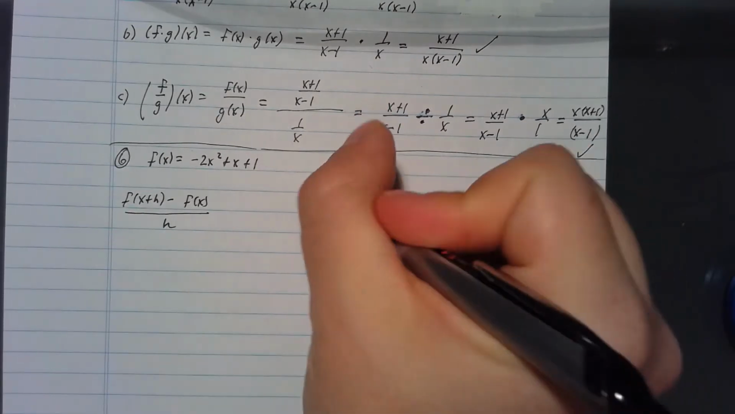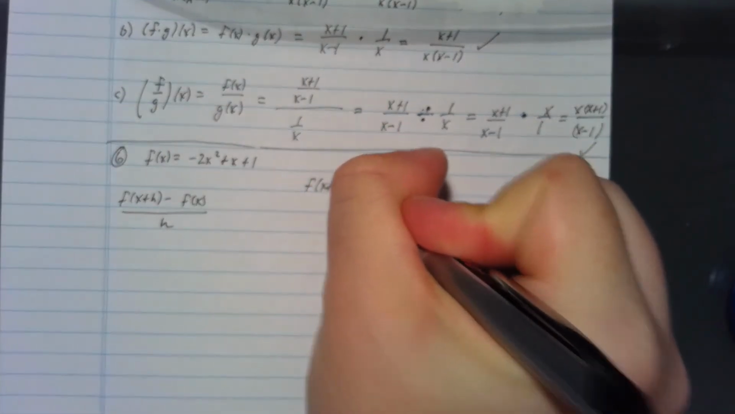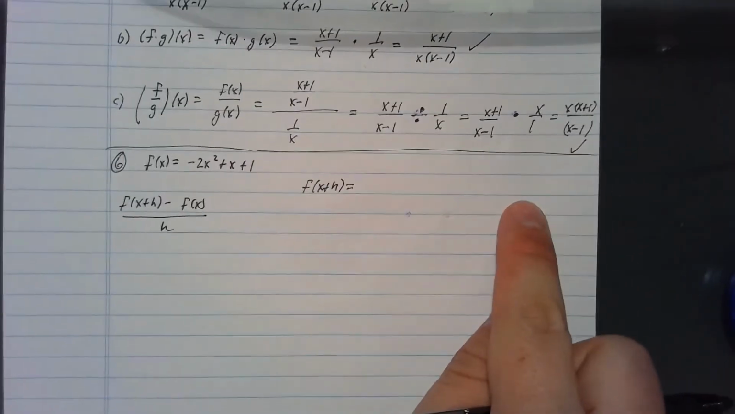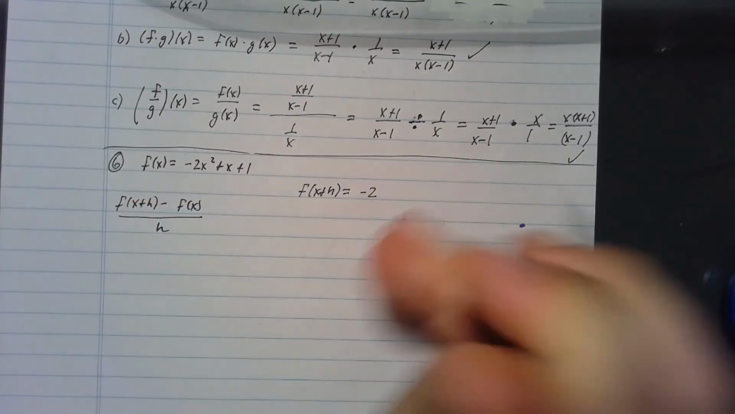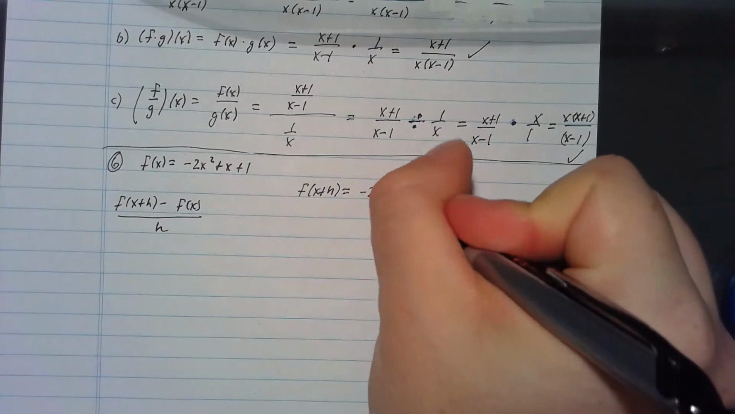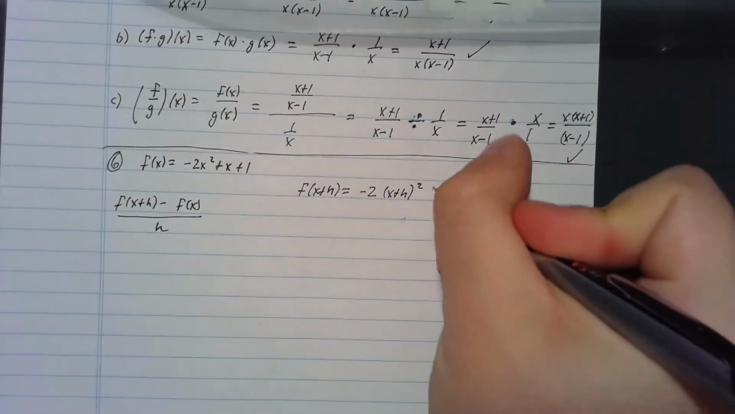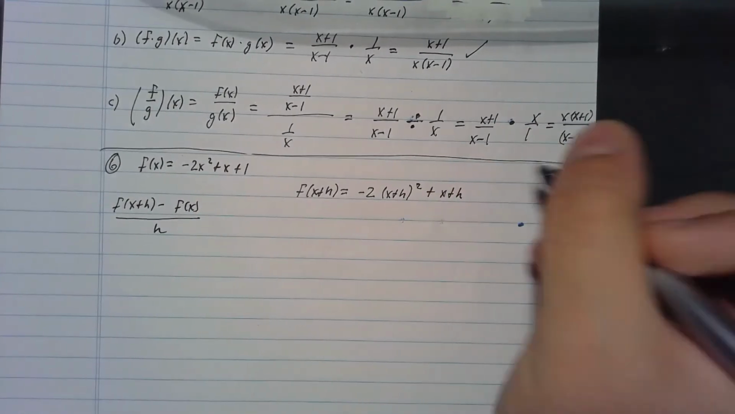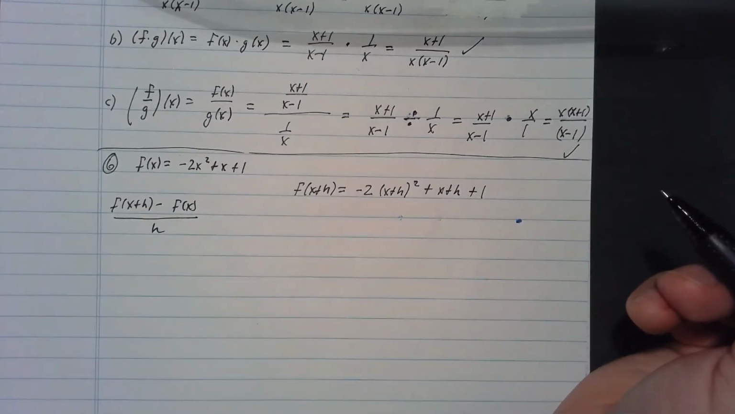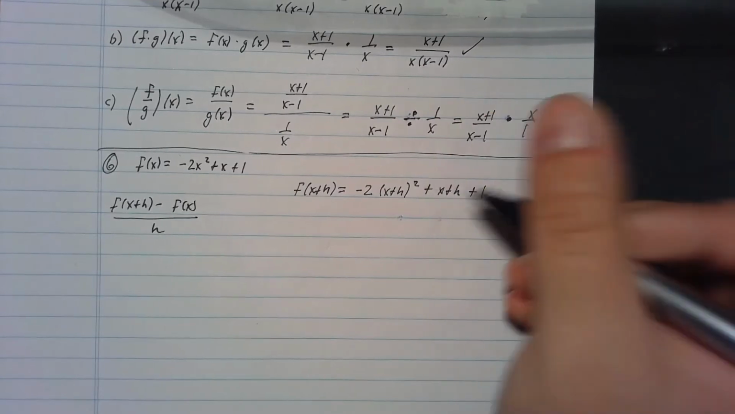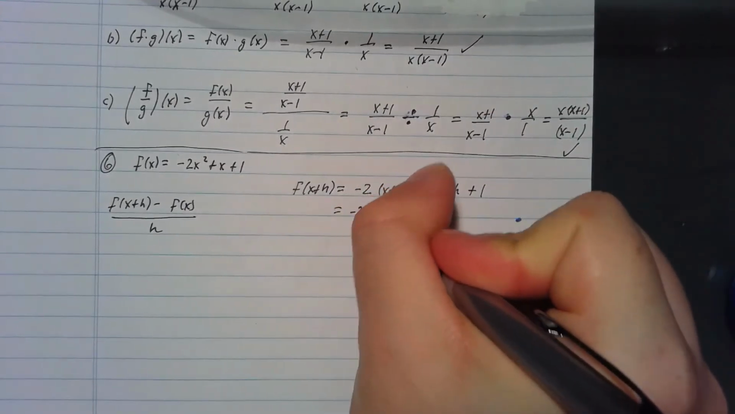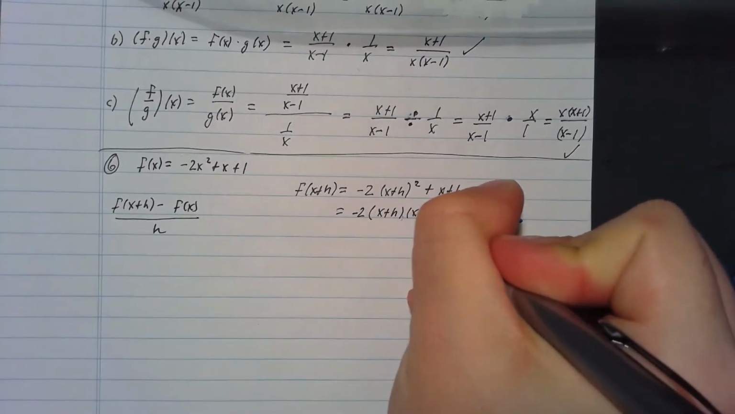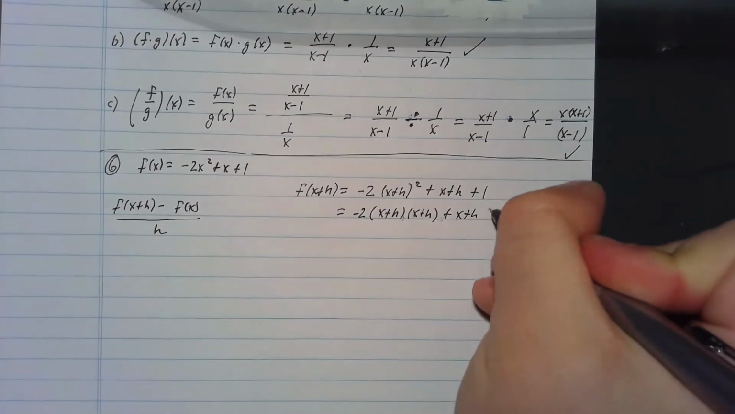So the first thing I want to do is find f at x plus h. Wherever you see an x, you're going to replace it with x plus h. So I'm going to have negative 2, and since I had x squared, now I'm going to have x plus h quantity squared. Plus another x is another x plus h, and then plus 1.